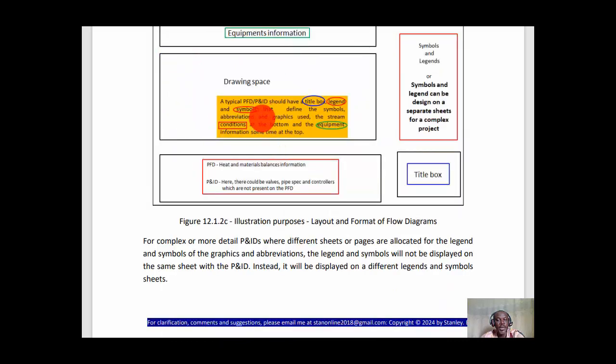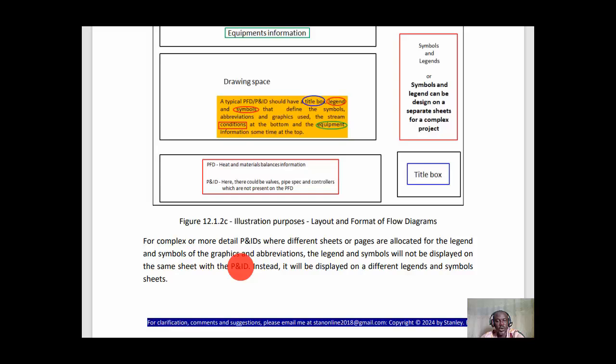However, a typical PFD or P&ID diagram should have a title block, like I said, and a legend and symbol space that define the symbols, abbreviations, and graphics used. The stream conditions are at the bottom and the equipment information at the top. For PFD, the information at the bottom can be the heat and material balance information. For the P&ID, the information here could be valves, pipe specs, and controllers, which are not present on the PFD.